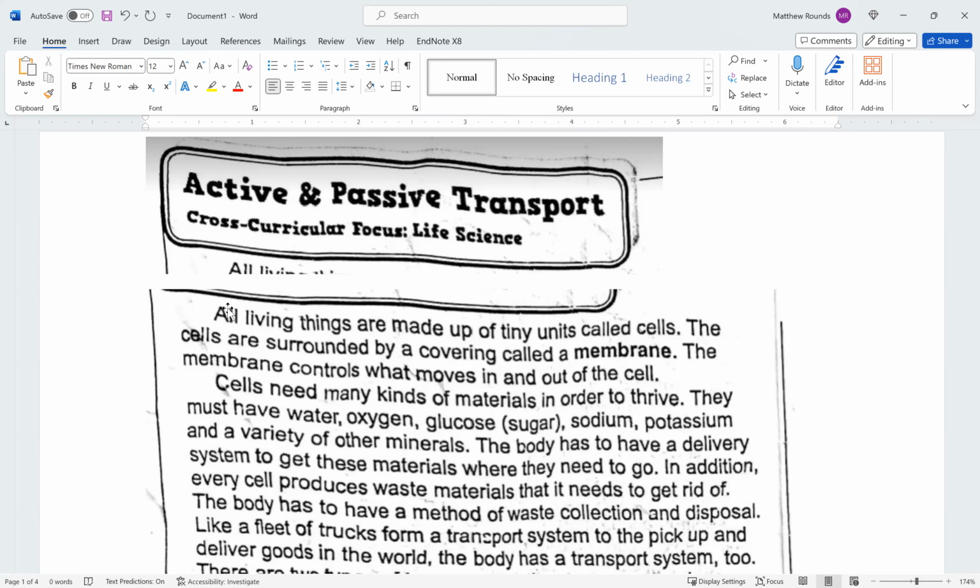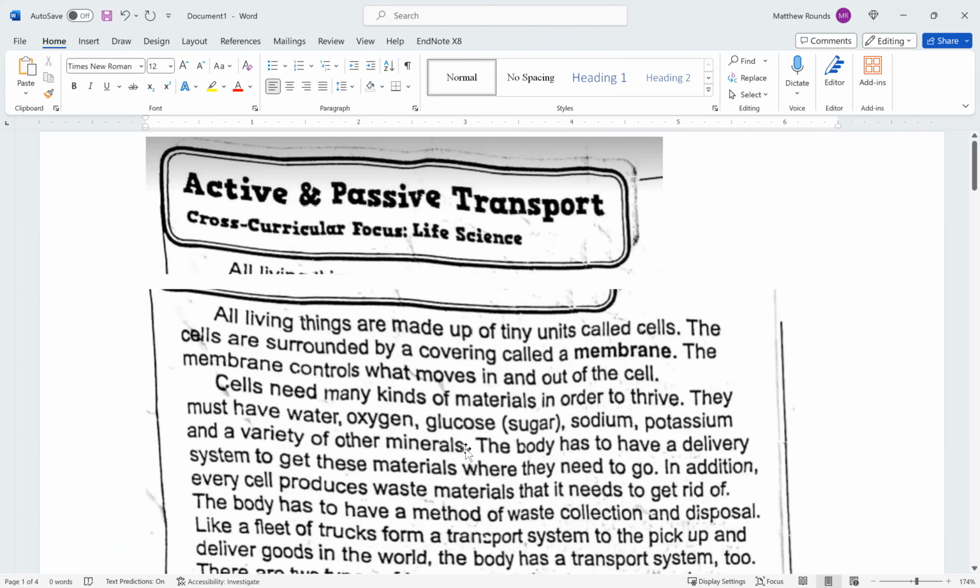Cells need many materials in order to thrive. They must have water, oxygen, glucose, sodium, and potassium, and a variety of other minerals. So go ahead and just stop there.